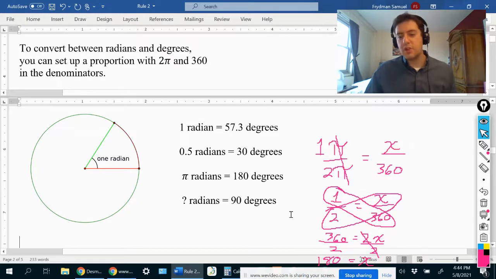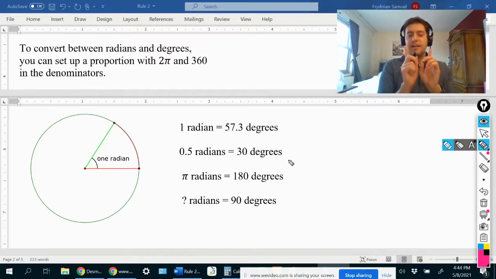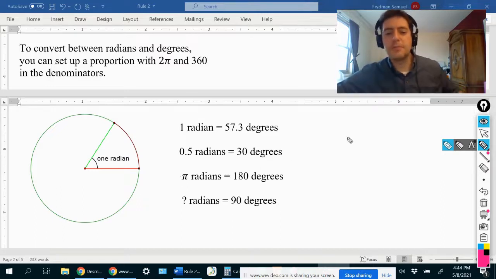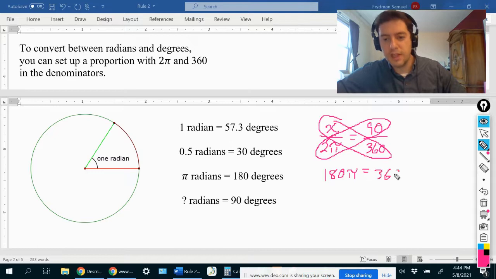Now, how many radians are equal to 90 degrees? Let's figure that out. Actually, if you want to pause the video and try figuring that out based on our answer to this problem, you might be able to do it. But I'm just going to go ahead and set up the proportion now. So I want to know how many radians are equal to 90 degrees. So I'll put the x with the 2 pi and the 90 with the 360. 2 pi times 90, 2 times 90 is 180. So I'm going to get 180 pi over here. 360 times x will give me 360x. And then I will divide both sides by 360.